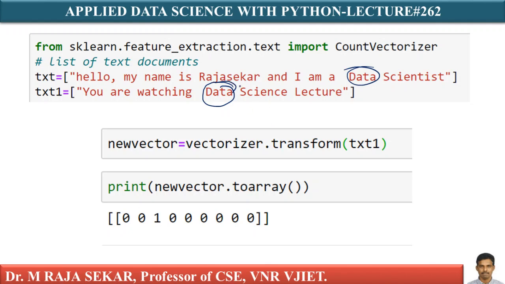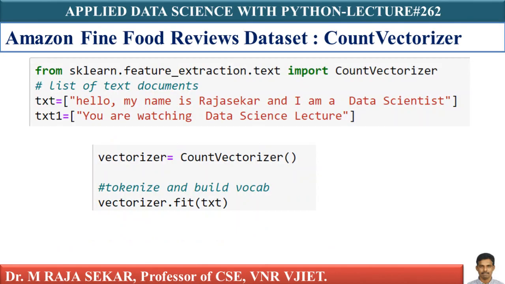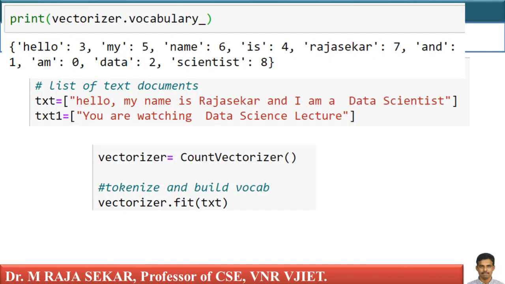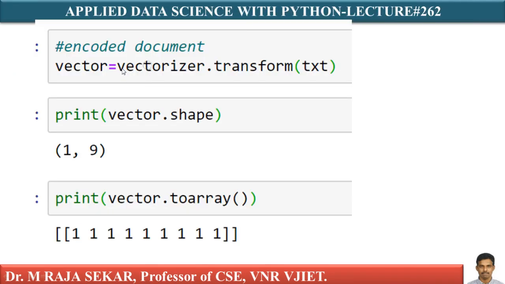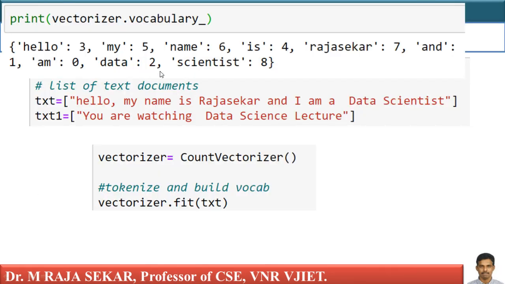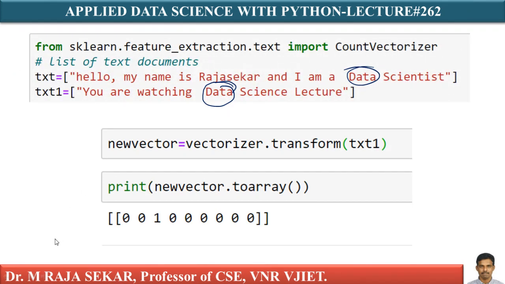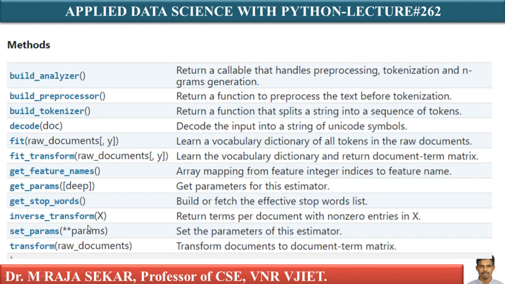By using fit method, we already built vocabulary. Just go back and see. What is the index? Data is 2. I already explained this one. Therefore, here I will get 0, 1, 2, index 2. As data appeared in both the documents, at index 2 you will get 1. We will try to understand all these things in Jupyter Notebook.